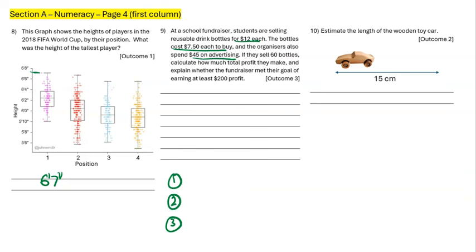So we've already done the math there. We already know the difference between the $12 and the $7.50. That's going to be how much profit we make per bottle. So the starting of our maths is going to be $12 minus $7.50. That's my profit per bottle. And I need to multiply that by 60 because I've got 60 bottles here.